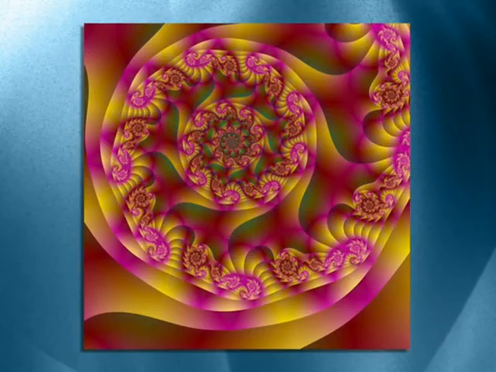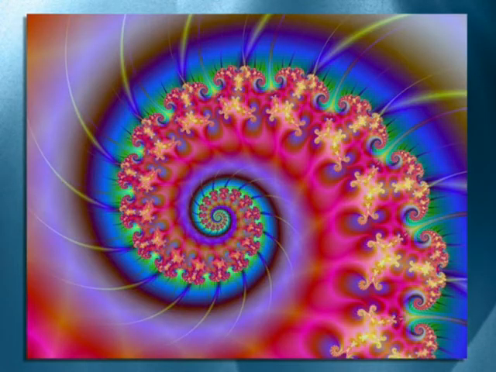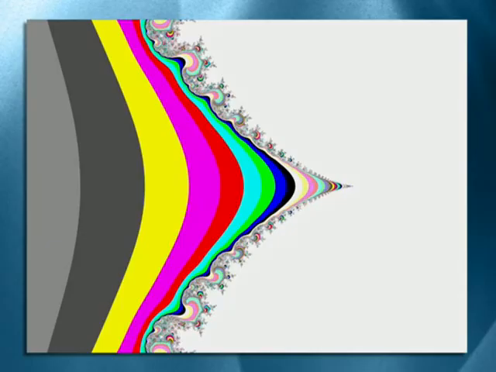Let me show you a few pictures of fractals. These are all similar to the Mandelbrot set, but with slightly different rules. And you can see that you get some amazing graphics with these pictures.